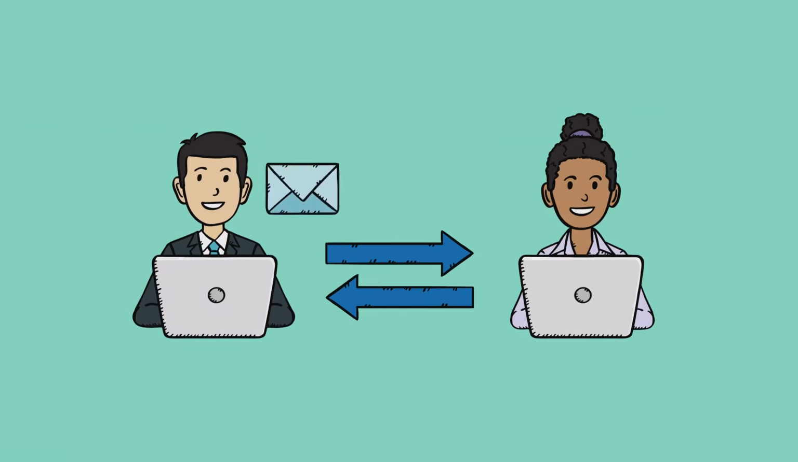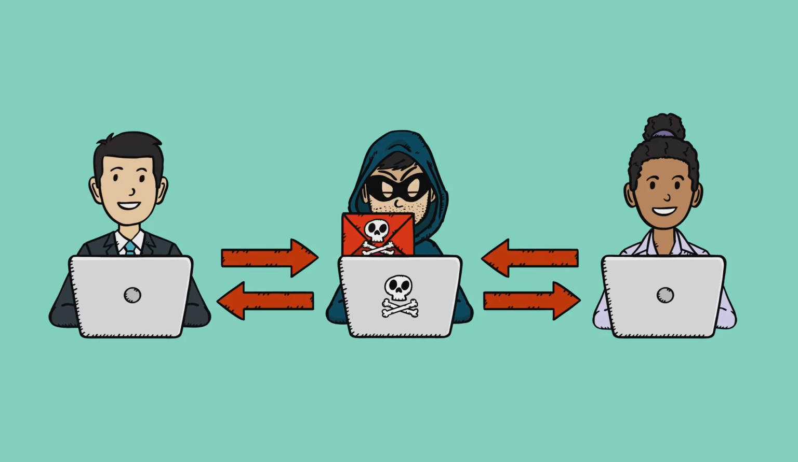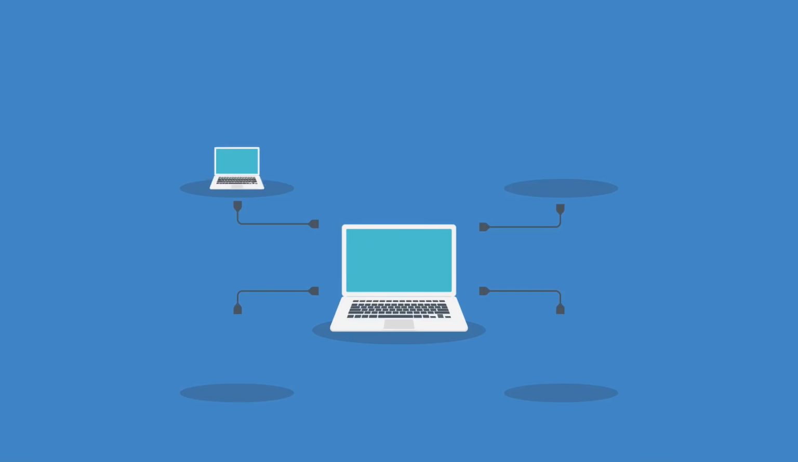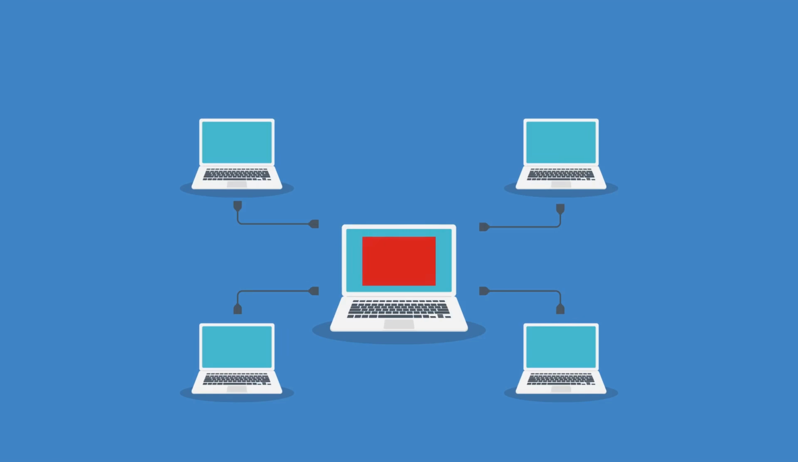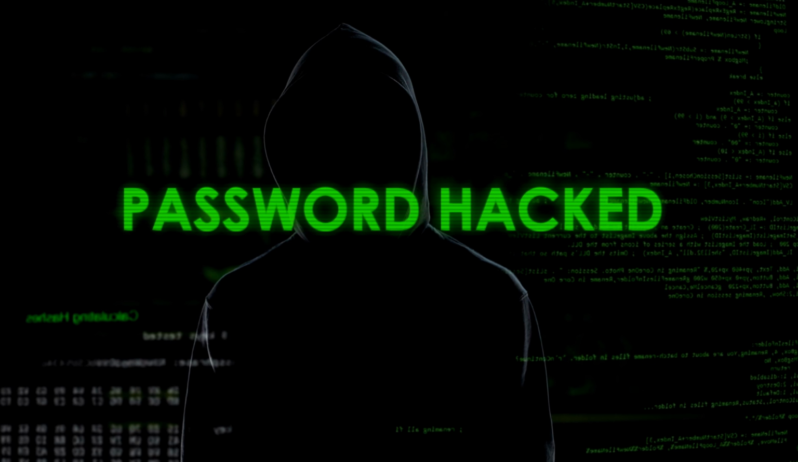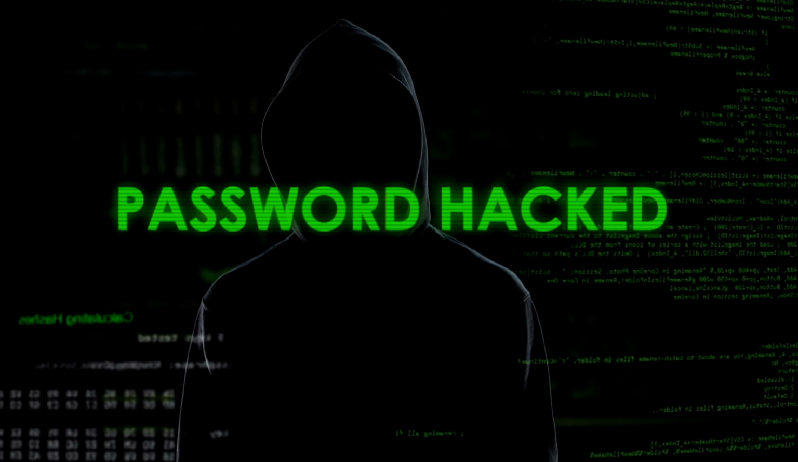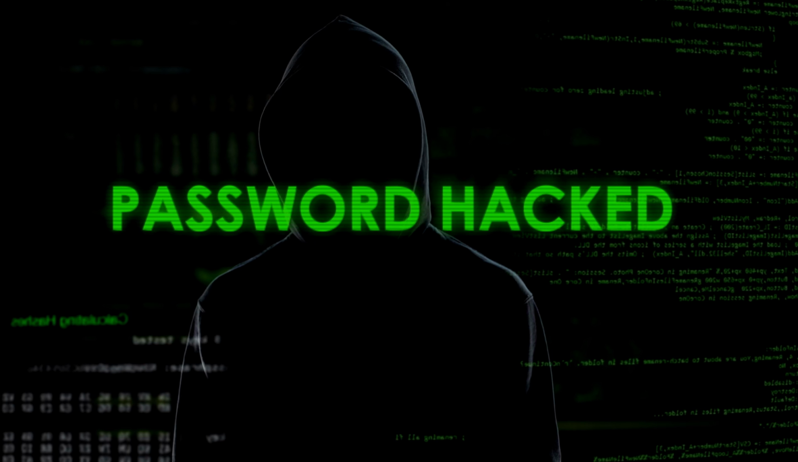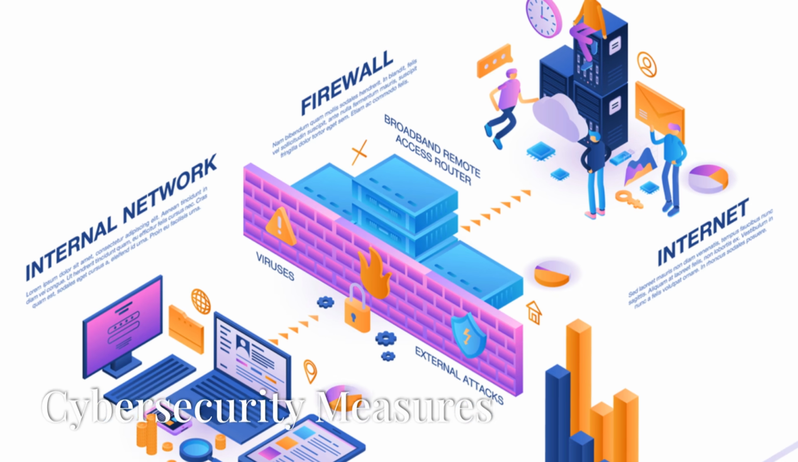Man-in-the-middle attacks involve an attacker secretly intercepting and possibly altering the communication between two parties. This can lead to data breaches and unauthorized access. These attacks are particularly dangerous in scenarios involving sensitive information, such as online banking and confidential business communications. Attackers can use various methods, including Wi-Fi eavesdropping and session hijacking, to execute man-in-the-middle attacks.